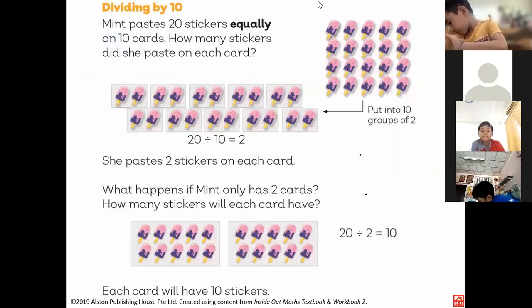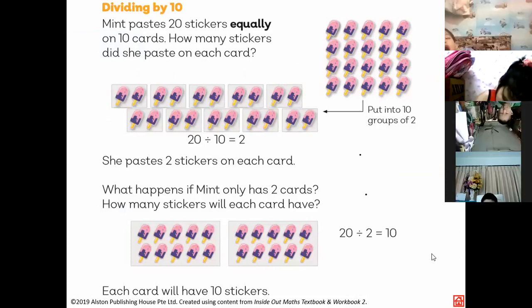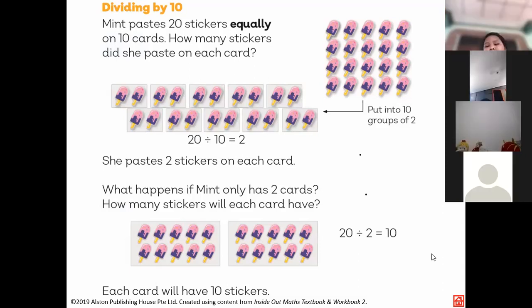All right, so this is the last topic, dividing numbers by 10. Let me call Firm. Firm, can you read this one?